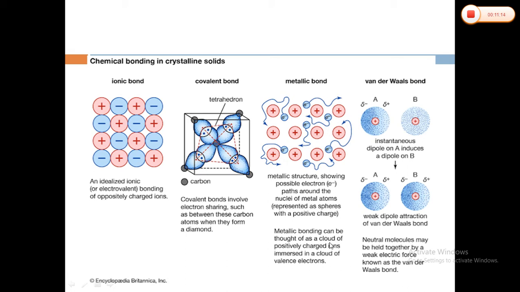Metallic bond: this again can be thought of as a cloud of positively charged ions immersed in a cloud of valence electrons. All positively charged ions will be sitting at one point and electrons will be moving around. So this helps in free movement of electrons. That's why thermal conductivity or electrical conductivity can happen in metals.